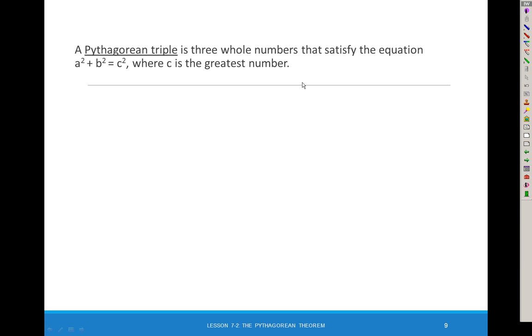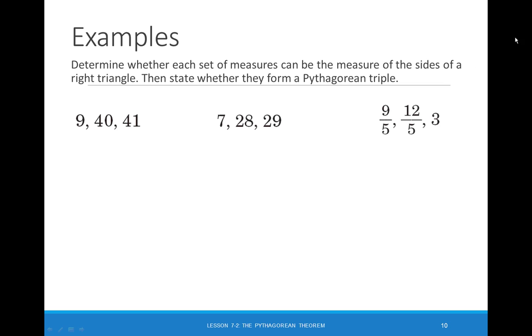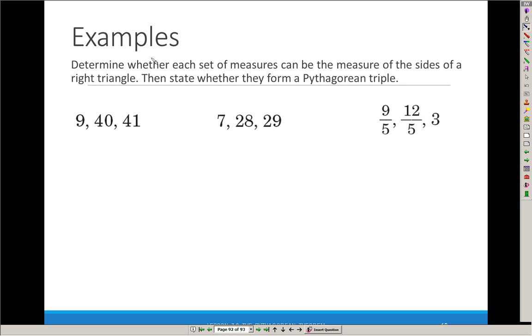Our final topic here is a Pythagorean triple. That's three whole numbers, so they have to be integers, positive integers there. No decimals, no fractions, that satisfy the equation a squared plus b squared equals c squared, where c is the biggest number. So in other words, the Pythagorean theorem has to work, and they have to be whole numbers. So let's see if these are Pythagorean triples. So can they be a right triangle, and do they form a Pythagorean triple? First, let's see if it's a right triangle. Test the Pythagorean theorem, and remember, c is the biggest side.